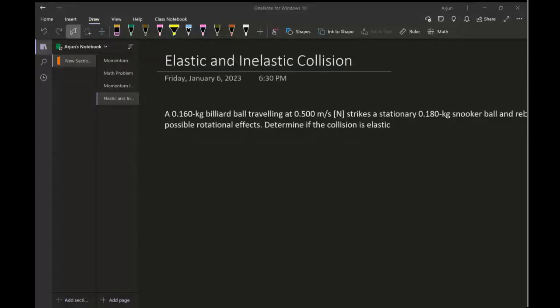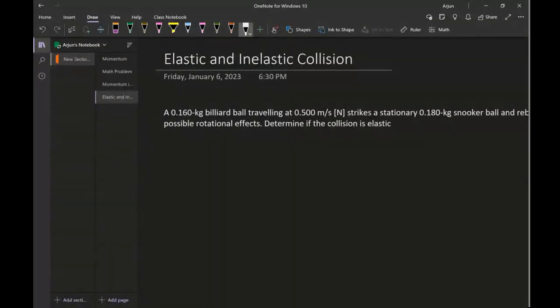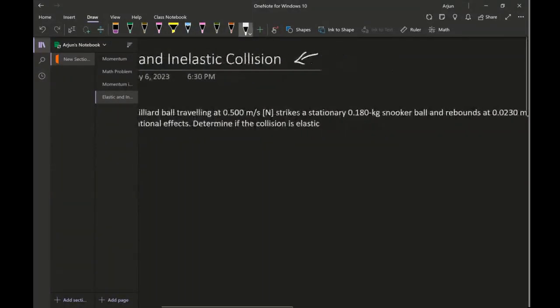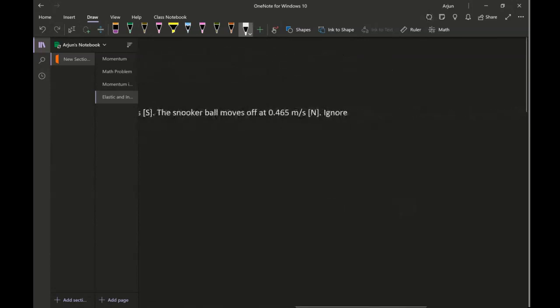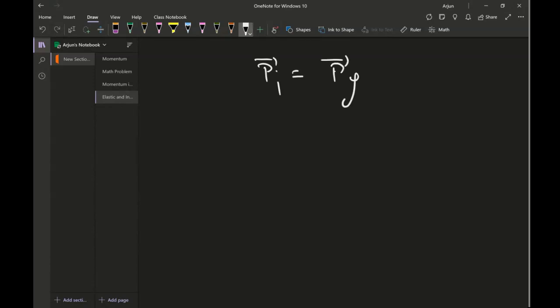Today's class, I'll be talking about whether the collision is an elastic collision or an inelastic collision. That's what our focus will be on. In the last class, we talked about the momentum and the conservation of momentum in one dimension. So we ended up writing down the equation P initial should be equal to P final. That's the equation we wrote.